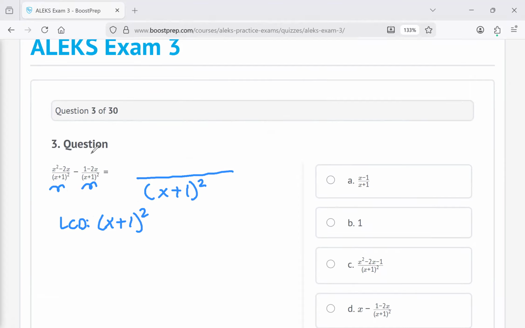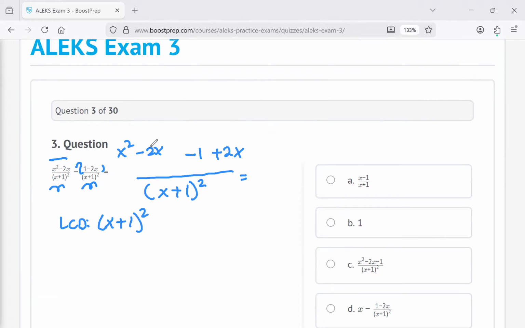And then all you got to do is fix the numerator. So unfortunately, we have this minus. So what you could do with this, you do have to distribute this minus or this invisible -1. So it would be -1, right? Negative times 1 is -1. Negative times -2x is positive 2x. And then this stays the same. Okay. Clean up the numerator.